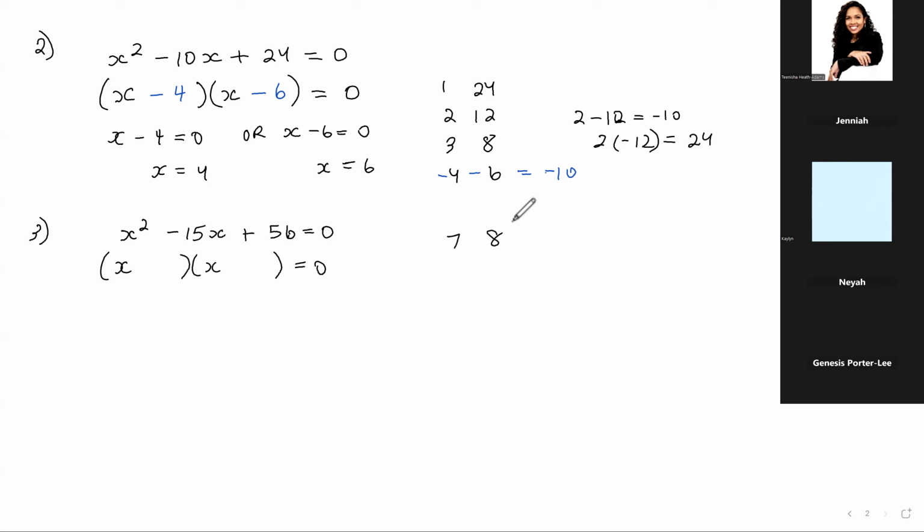What about the signs? What would they be? Negative 7 and negative 8. Yeah, correct.